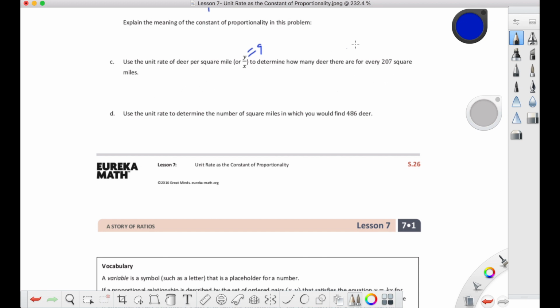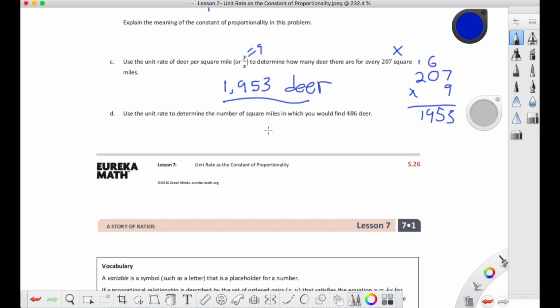So remember in our table, x was miles, so we need to figure out how many deer there are. So we're going to do 207 times 9. I'm going to do that over here where I actually have space. 207 times 9. 9 times 7 is definitely not 30. It's 63, 15, 18, 19. So in 207 square miles, there are 1,953 deer. Use the unit rate to determine the number of square miles in which you would find 486 deer.